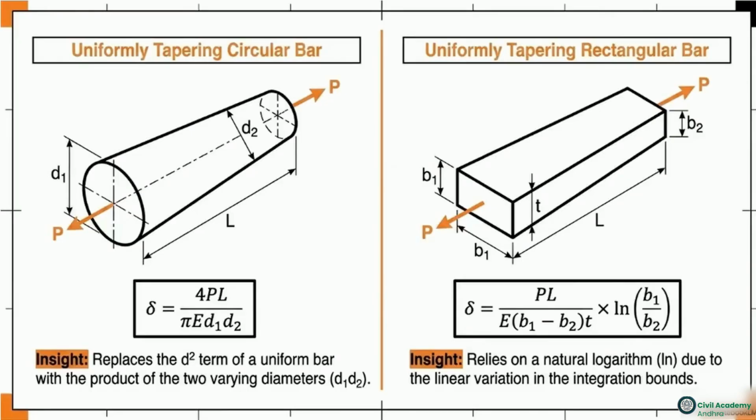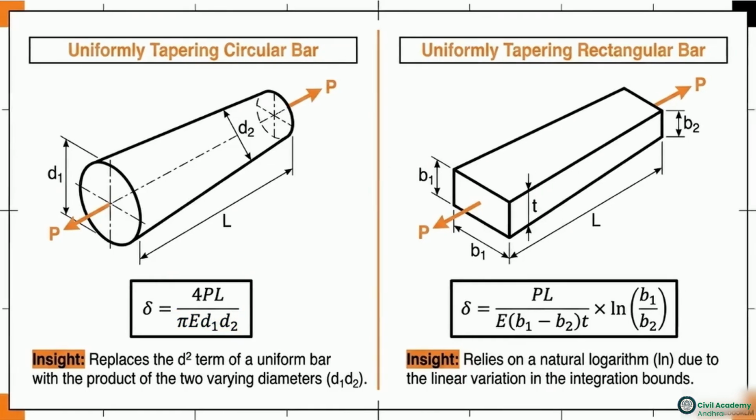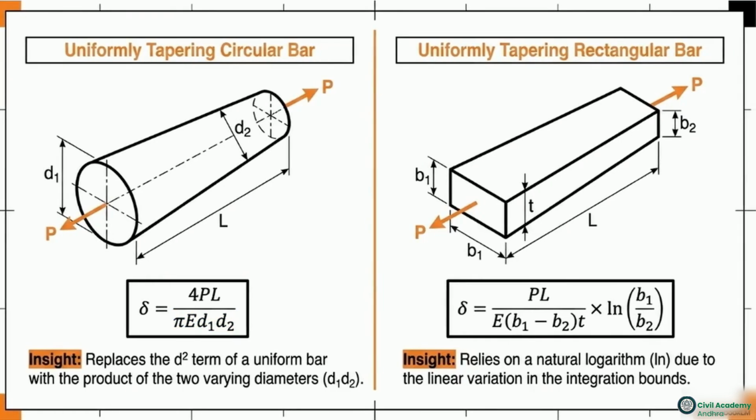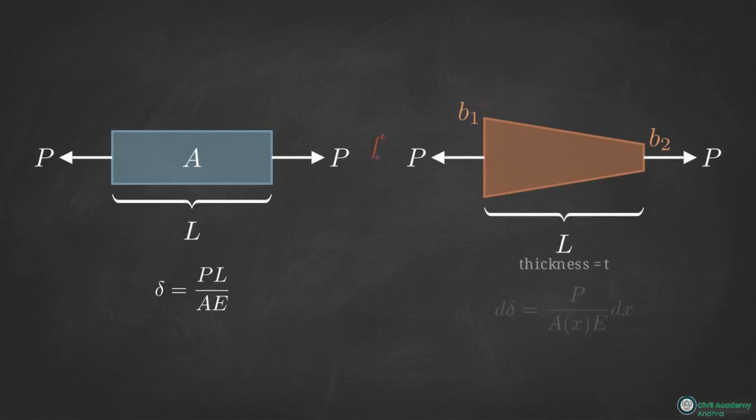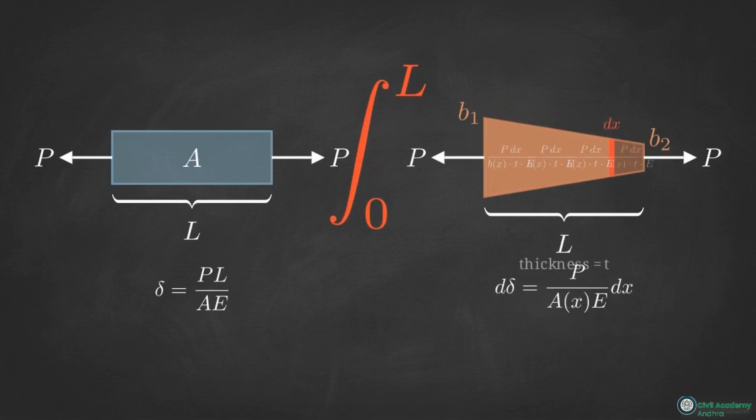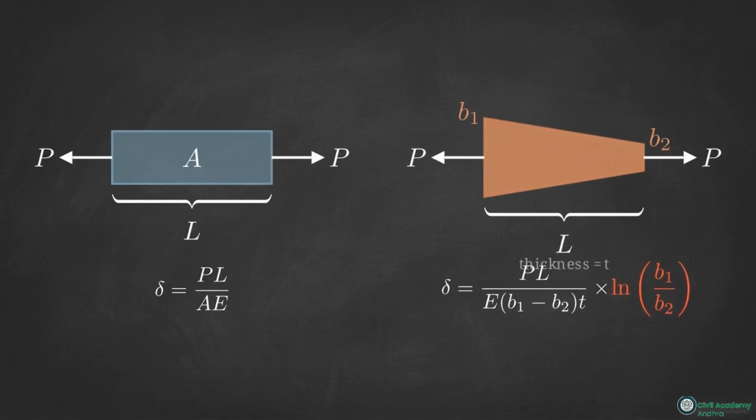This image presents formulas for continuously tapering bars. For a circular taper on the left, there is a clear algebraic shortcut. Instead of the d² term used for uniform bars, you replace it with the product of the two varying diameters, d1 times d2. Rectangular tapering bars require a different approach. Because the area changes linearly along the integration bounds, the calculation requires a natural logarithm. You calculate the natural log of the ratio of the two varying widths, b1 over b2. These tapering shapes rely on the exact same physics as a simple uniform bar. We are just mathematically integrating that base formula over changing boundary conditions.